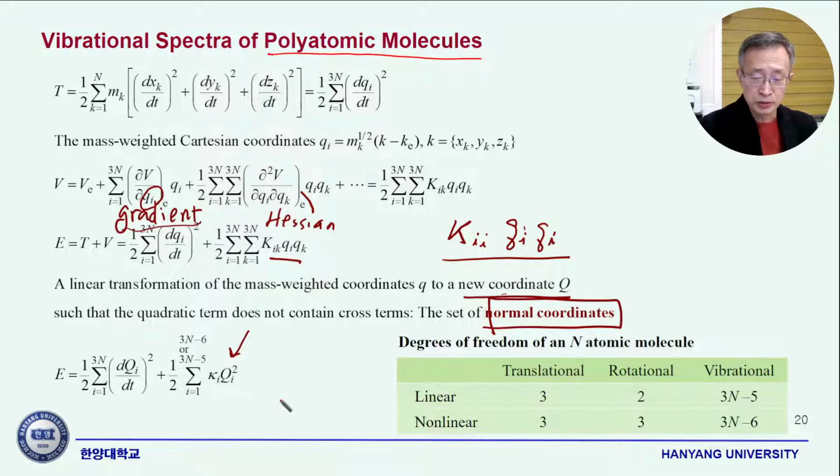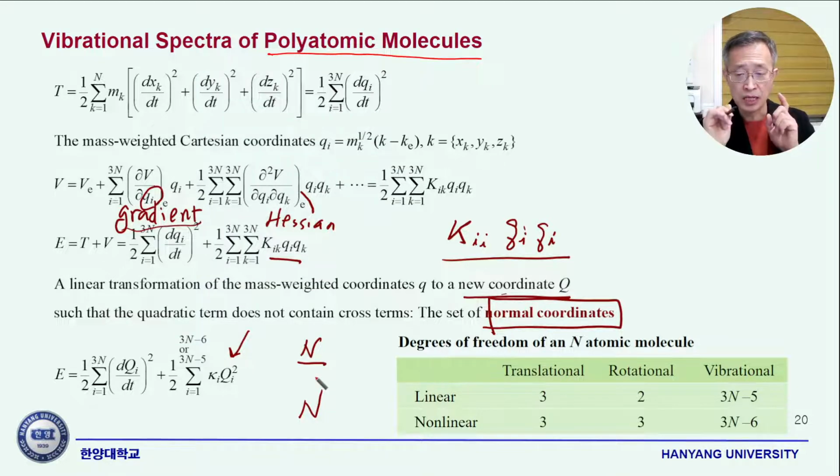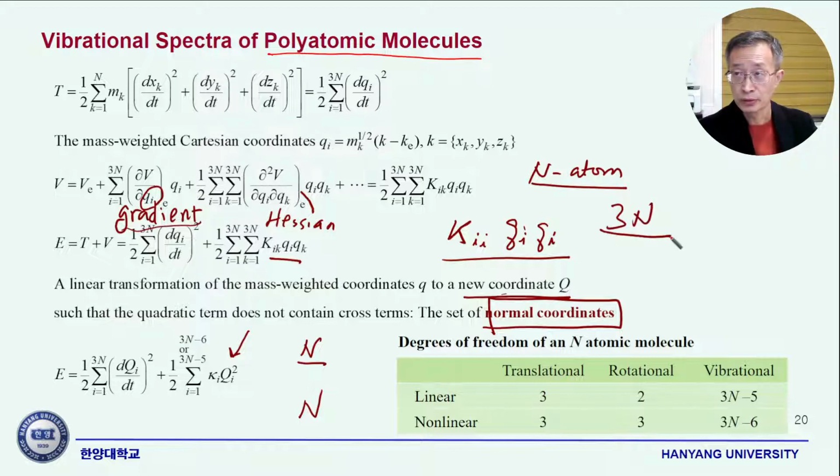If that's a normal coordinate, and if there are n normal coordinates, we can treat it as n separate, independent harmonic oscillators. That's the beauty of it. And how many vibrations are there? If there is an n-atom molecule, then there are 3n coordinates.